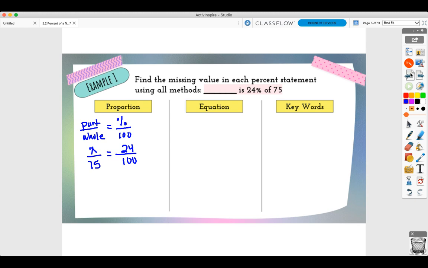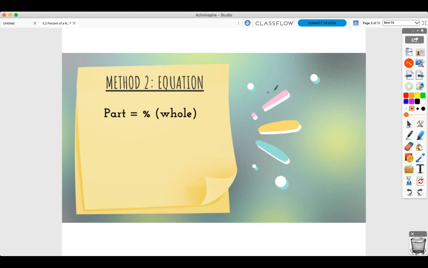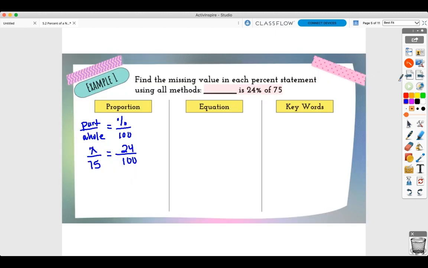And you can actually mix and match and use part equals percent times whole to help you, if that works. So part equals percent times whole, if you're even looking at keywords. Now we'll go to the equation method in a second.